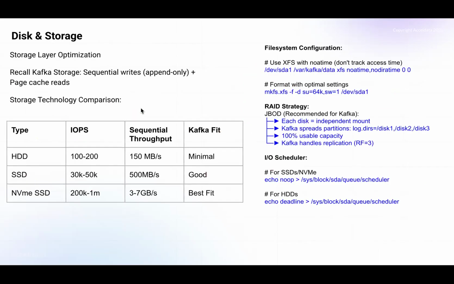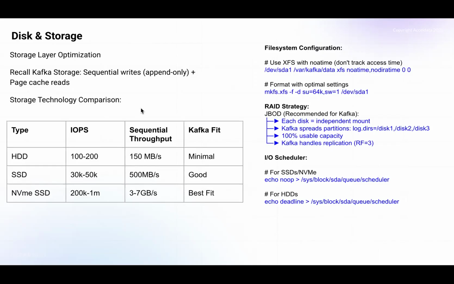Storage is critical because Kafka is fundamentally a commit log store on the disk. Let's compare storage technologies. A 7200 RPM hard drive gives you 100 to 200 IOPS and about 150 MB per second sequential throughput. This is the bare minimum. It works, but it is not ideal.